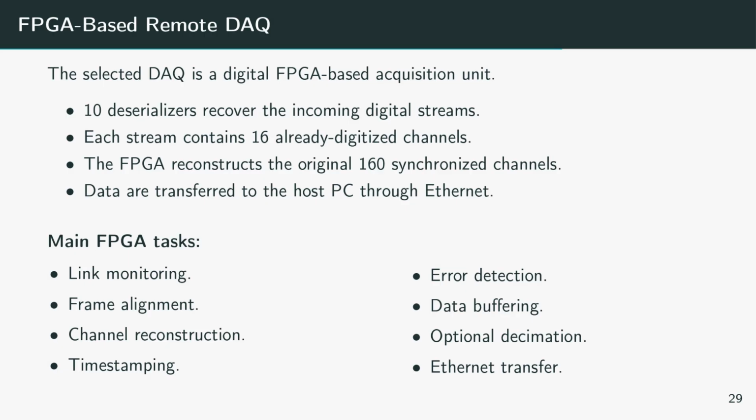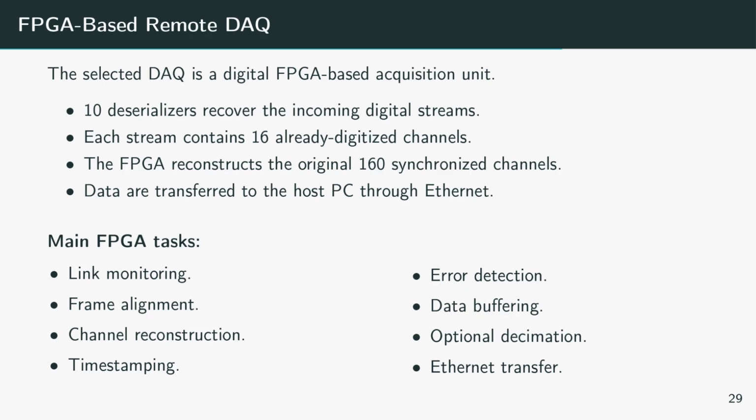The FPGA has several real-time tasks. First, it monitors the link status to check that each deserializer is correctly locked. Then, it performs frame alignment and channel reconstruction so that every sample is assigned to the correct MEMS sensor and to the correct LF or HF path. It also adds timestamps, detects errors, buffers the data, and can optionally decimate the signals for long recordings. Finally, the reconstructed data is sent to the host PC using Ethernet.